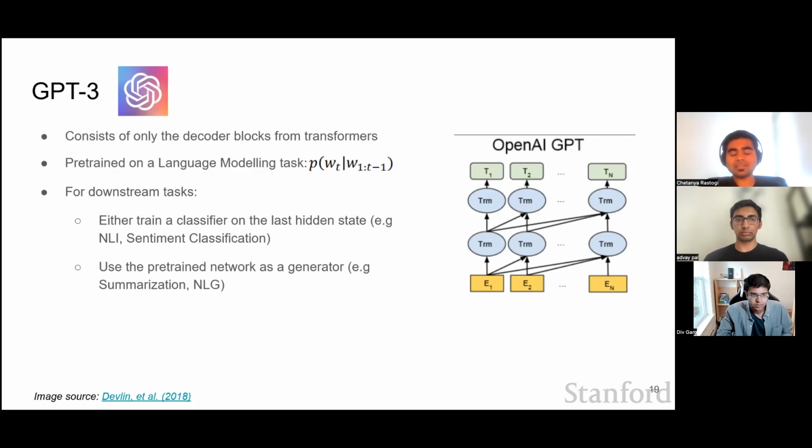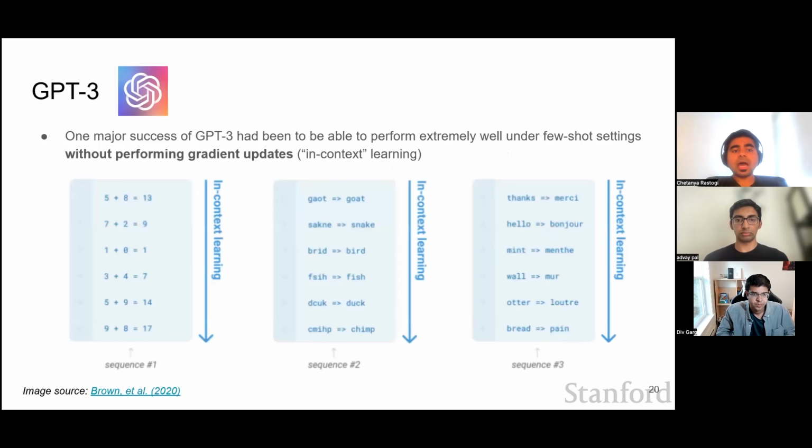And since the model is generative in nature, you can also use the pre-trained network for generative tasks, such as summarization and natural language generation. Another important aspect that made GPT-3 gain popularity was its ability to perform what the authors called in-context learning. This is the ability wherein the model can learn under few-shot settings what the task is, to complete the task without performing any gradient updates.